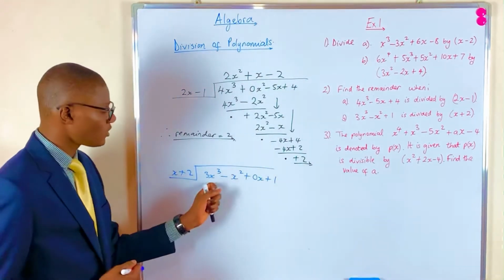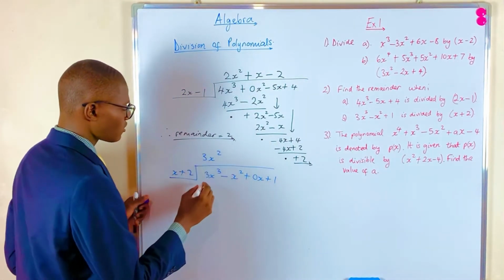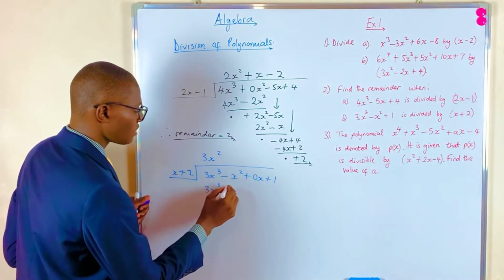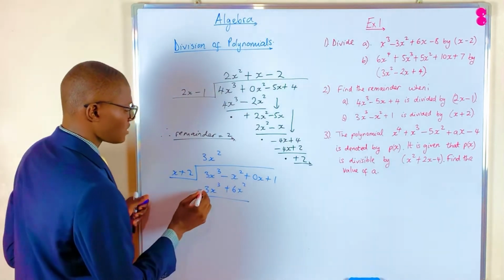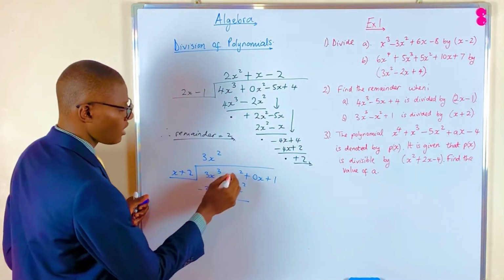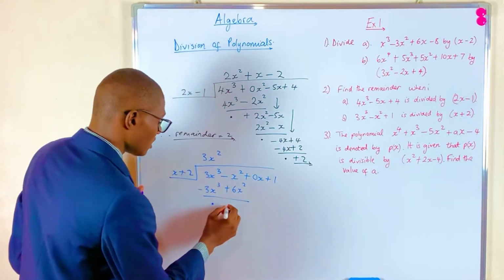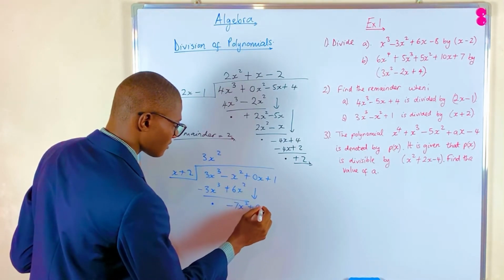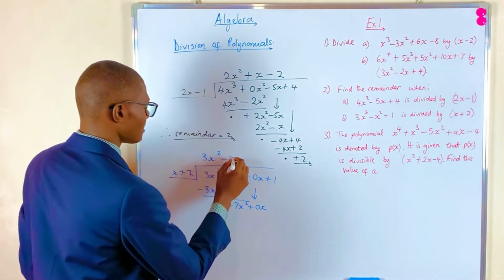So x into 3x to the power of 3, we get 3x squared. Then 3x squared times x, that's 3x to the power of 3. 3x squared times 2, that's plus 6x squared, right? And if we subtract, here we get a 0. Then minus x squared minus 6x squared, that's minus 7x squared. And then we drop the plus 0x, such that x into minus 7x squared, that's minus 7x.